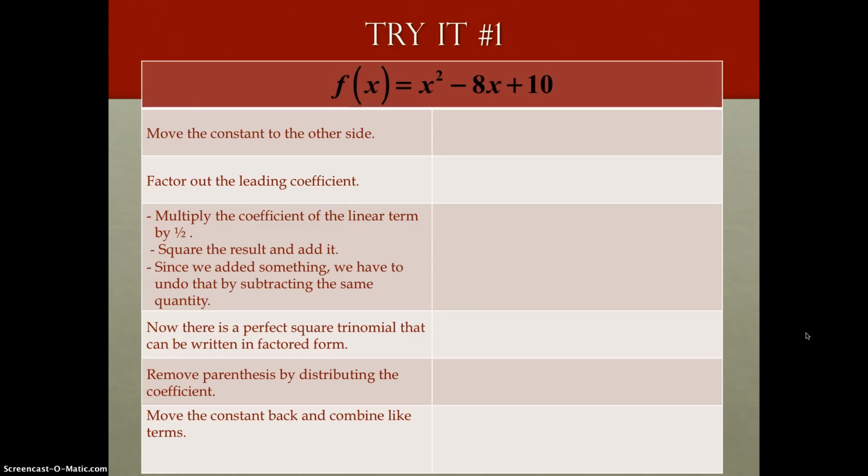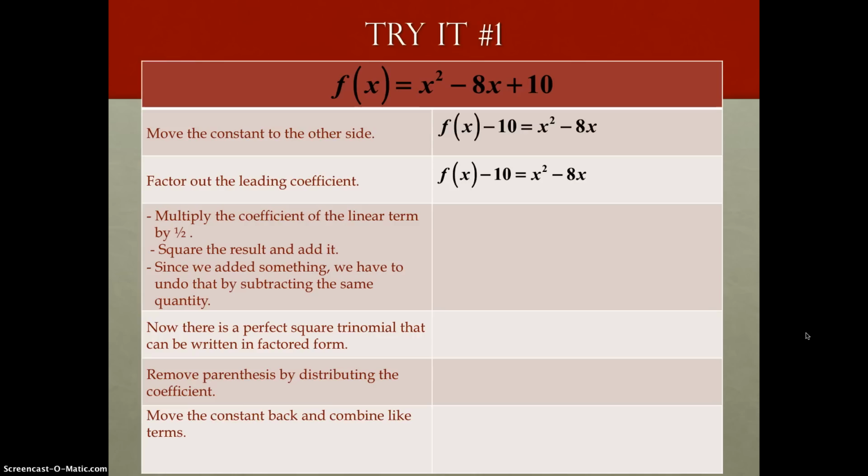So you have x squared minus 8x plus 10. This one's very basic because there's no leading coefficient. Well, there is a leading coefficient, but it's 1, so we don't have to worry about that as much. So again, our first step is to move the constant to the other side. So you need to subtract 10 from both sides. So f of x minus 10 equals x squared minus 8x. Factoring out a 1 does not change anything, so the next step's the same.